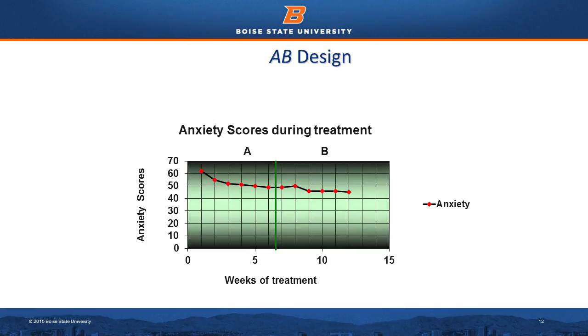Here's an example of a graph of anxiety scores monitored during an A phase and B phase. To interpret our findings, we would interpret each phase separately, providing information about the magnitude or level of the scores at the beginning of the phase and at the end of the phase, followed by an interpretation of the trend of the scores.